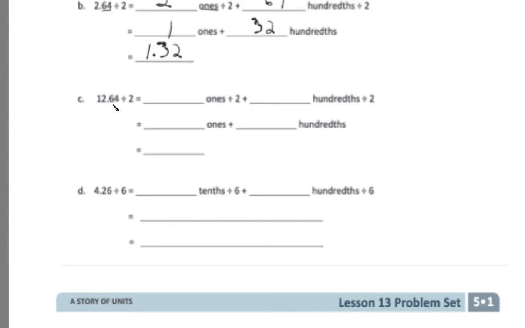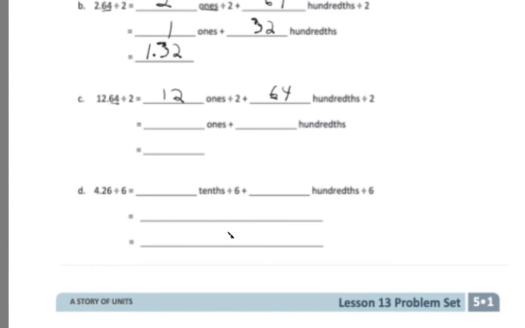This is 12.64 divided by 2. Let's see how they want me to break this down. They want me to break it into ones and hundredths. And I can kind of see why, because ones is 12 ones, and that divides nicely by 2. And hundredths is 64 hundredths, and 64 divides nicely by 2. So I see why they're doing that. They're trying to break it into groups that will divide nicely. So how many ones do I have? I have 12 ones. And how many hundredths do I have? I have 64 hundredths.